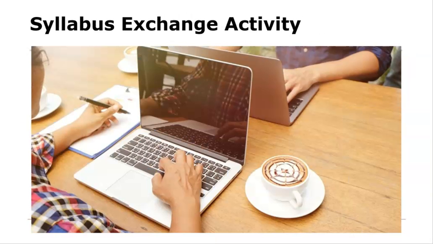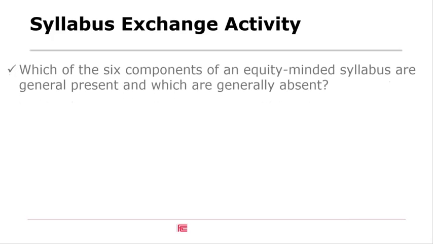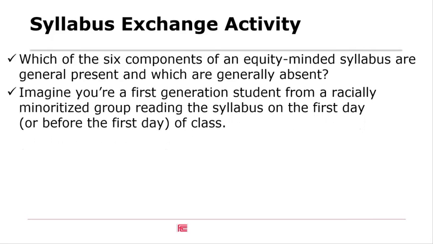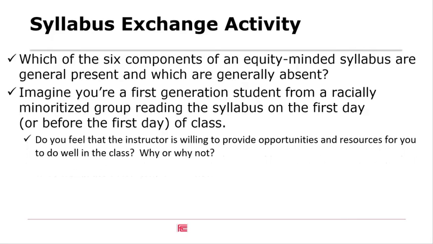The most valuable exercise that I have engaged in with a colleague is the syllabus exchange. Find a colleague to exchange syllabi with. Read each other's syllabus with these questions in mind. Which of the 6 components of an equity-minded syllabus are generally present and which are generally absent? Imagine you are a first-generation student from a racially minoritized group reading the syllabus on the first day or before the first day of class. Do you feel that the instructor is willing to provide opportunities and resources for you to do well in the class? Why or why not?